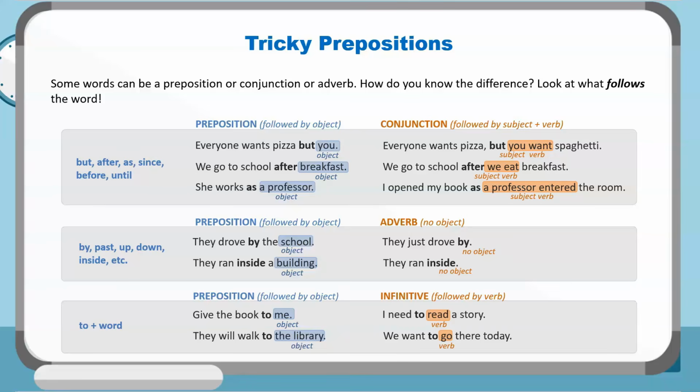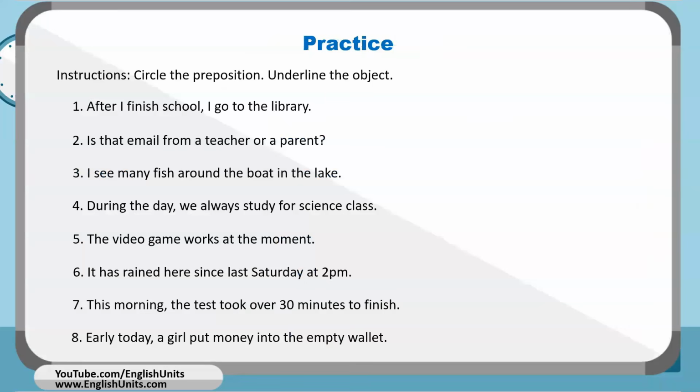So we know that to is an infinitive in this sentence. Now let's practice what we've learned. In these sentences, circle the preposition and underline the object. Each sentence might have more than one preposition. Pause the video as you work, and we'll check the answers in a few moments.